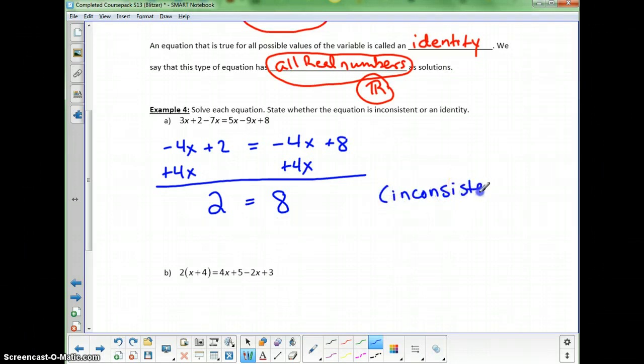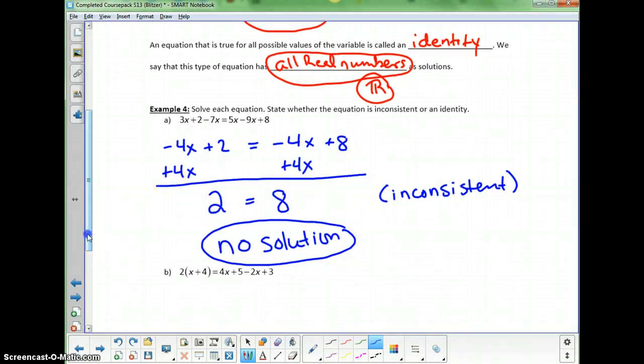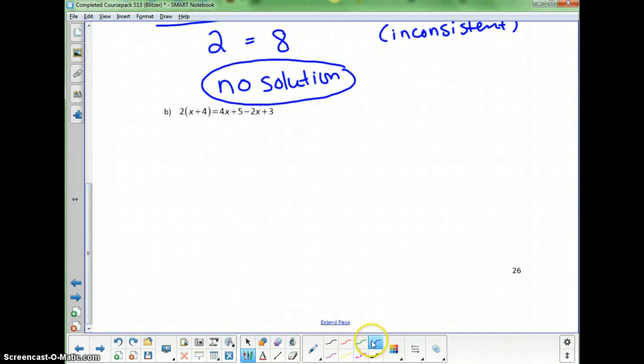It's not true, and so the answer is that there is no solution. I can't leave it just as 2 equals 8. That's not done. That's not the answer. The answer to this would be my conclusion based upon the fact that 2 is not really equal to 8. This equation has no solution. Let's look at the next example.